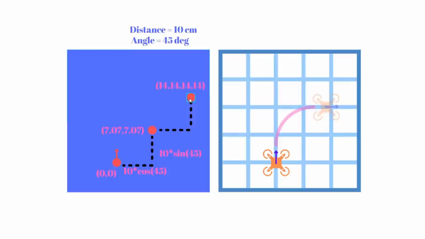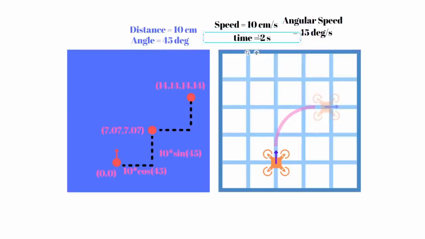So if we are moving at the speed of 10 meters per second and the angular speed of 45 degrees per second for 2 seconds, after 2 seconds we will be at 14.14 and 14.14 in our Cartesian coordinates. This way, after every unit of time, we can measure and pinpoint exactly where we will be. So this is what we are going to do.